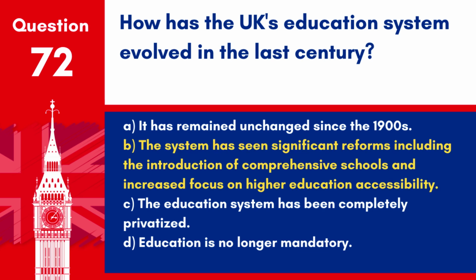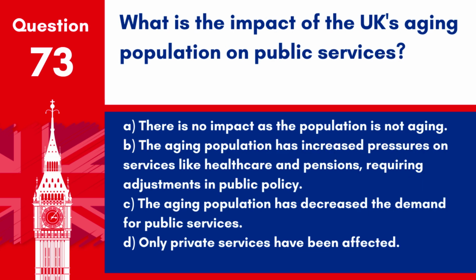Answer: B. The system has seen significant reforms, including the introduction of comprehensive schools and increased focus on higher education accessibility. Over the last century, the UK's education system has undergone substantial changes, aiming to provide broader access and adapt to changing societal needs. Question 73. What is the impact of the UK's ageing population on public services?